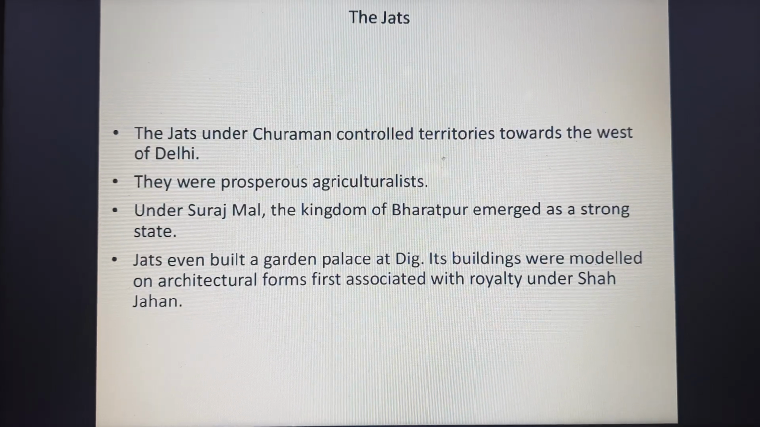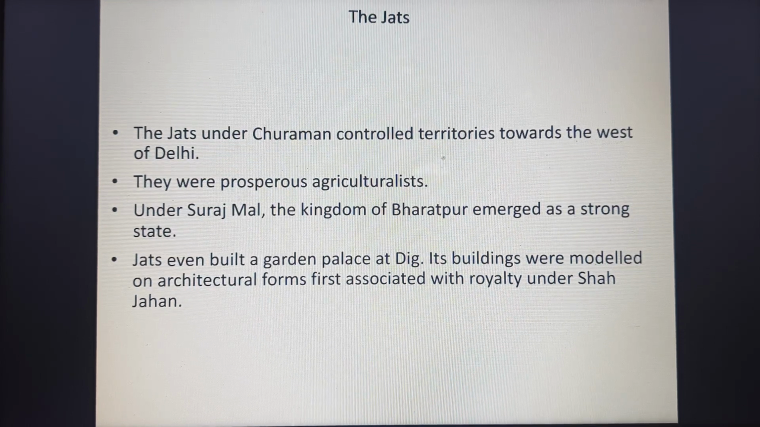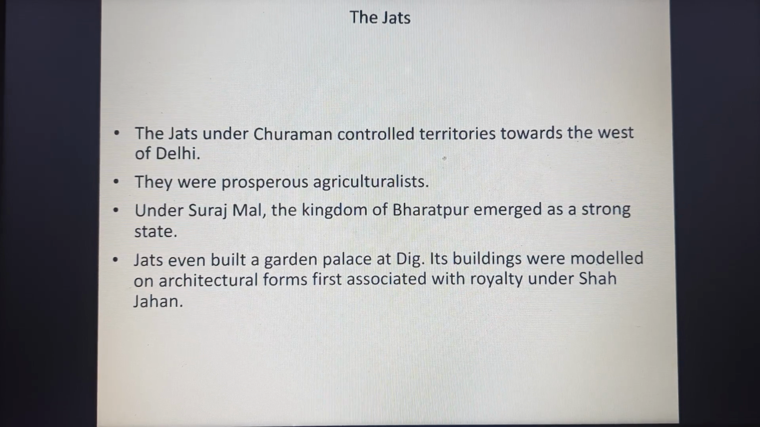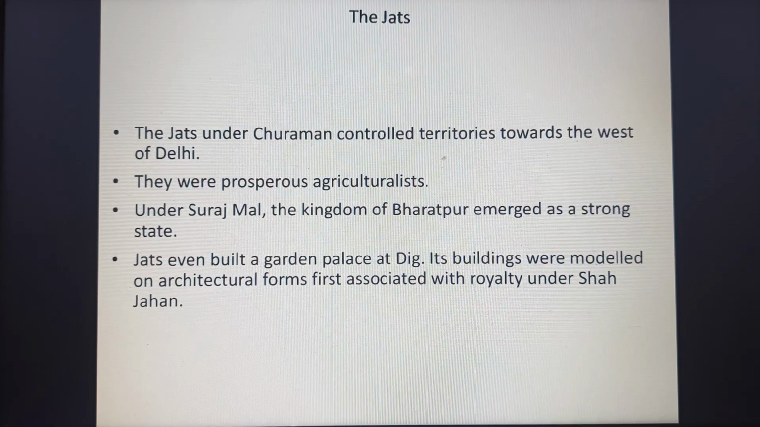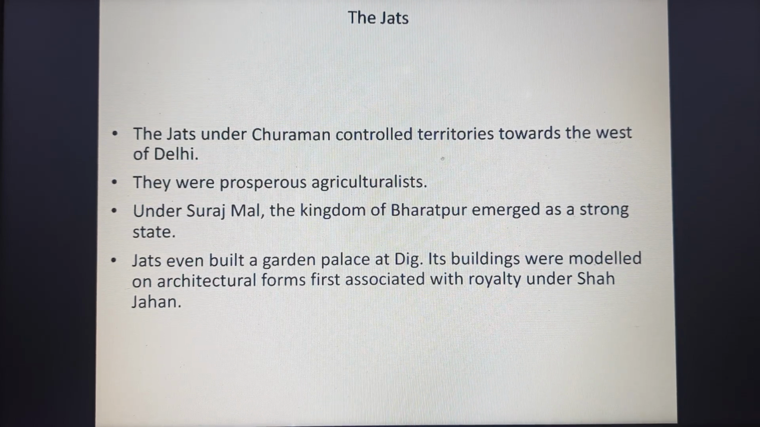The Jats. The Jats under Churaman controlled territories towards the west of Delhi. They were prosperous agriculturalists. Under Surajmal, the kingdom of Bharatpur emerged as a strong state, which you can see in Rajasthan now. The Jats even built a garden palace at Dig. Its buildings were modelled on architectural forms first associated with royalty under Shah Jahan.